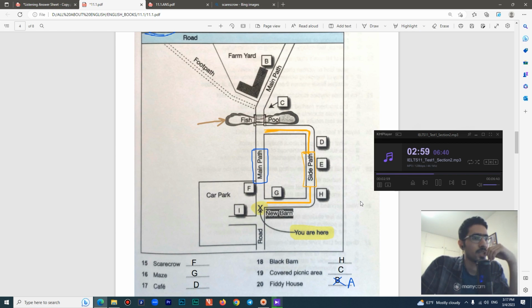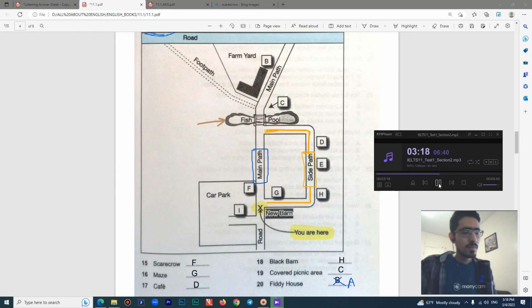Now listen and answer questions 15 to 20. Now let me give you some idea of the layout of the farm. The building where you bought your tickets is the new barn immediately to your right. And we're now at the beginning of the main path to the farmland.